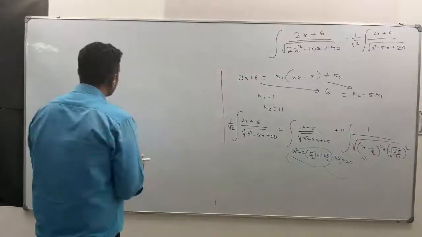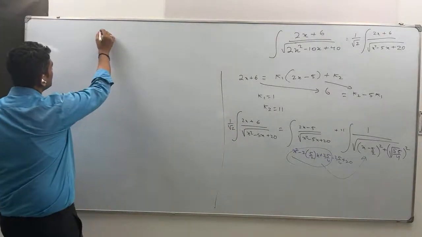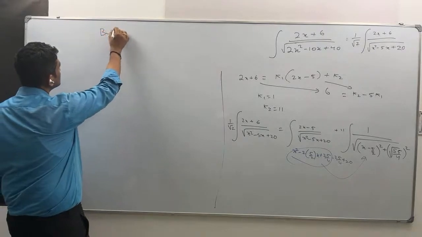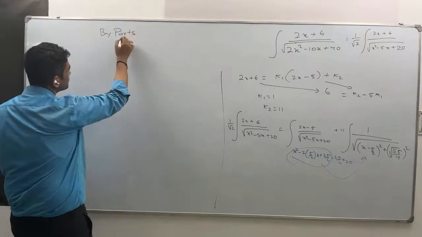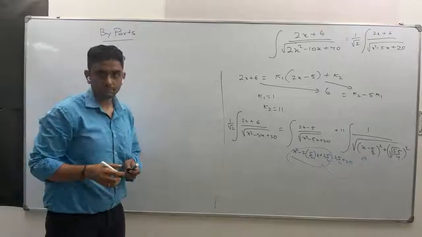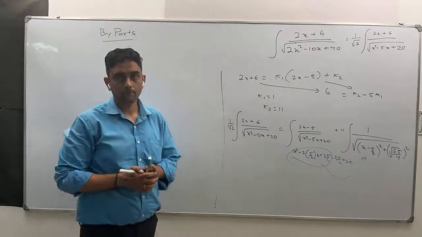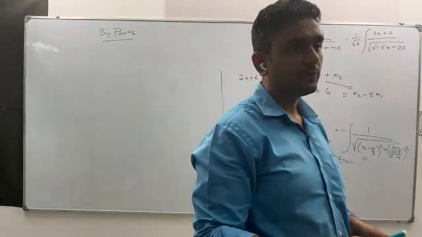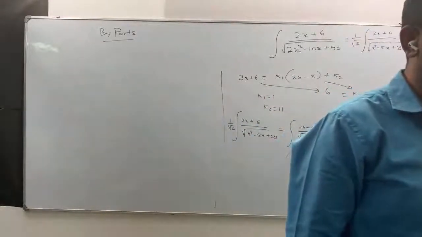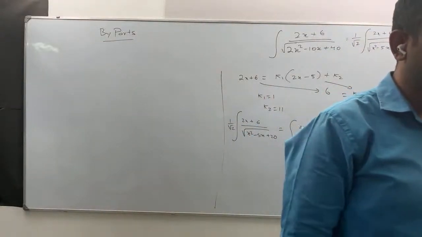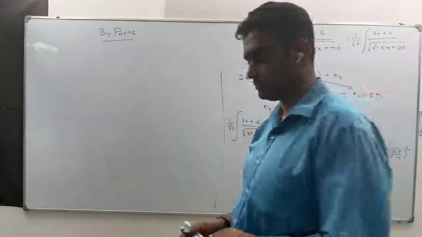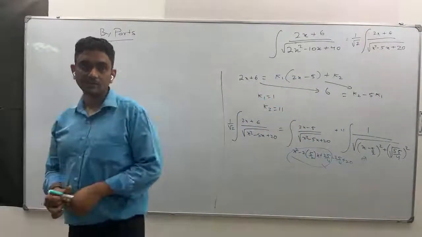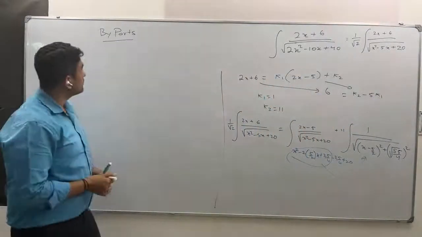Okay. So we'll look for the next part, that is by parts. By parts is not 7.5. 7.5 will be based on partial fractions, or by parts will come after that. Partial fraction we'll see at the end. So we'll look into by parts.